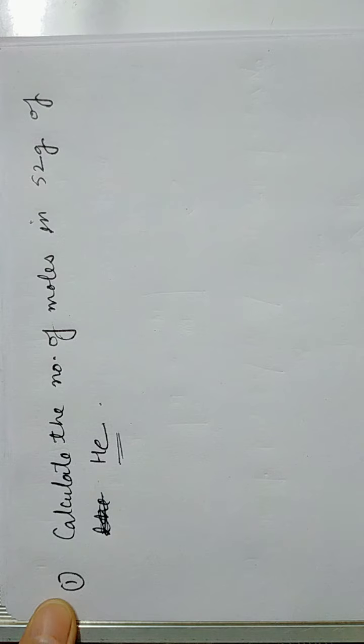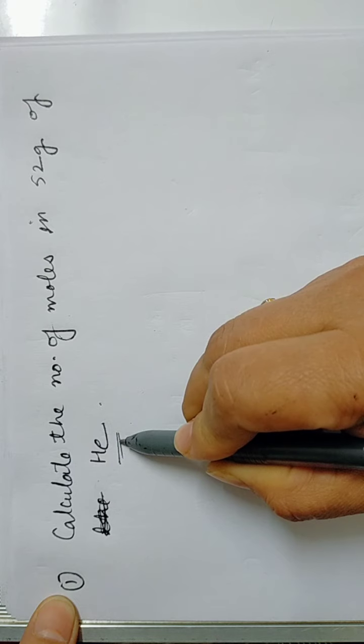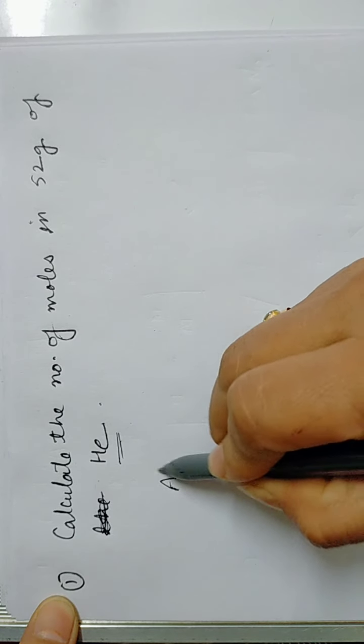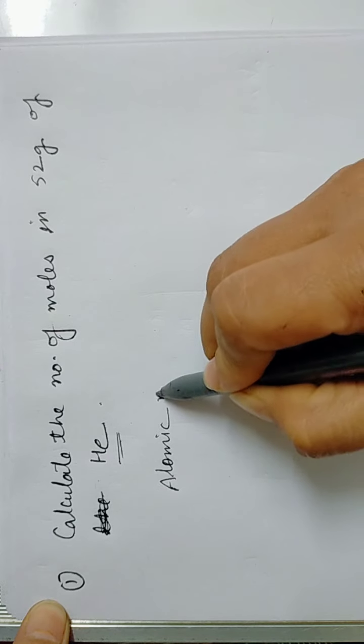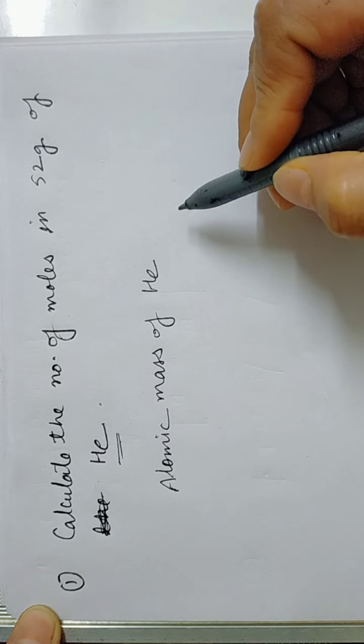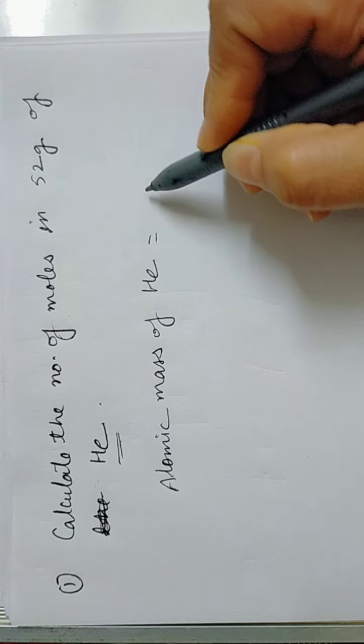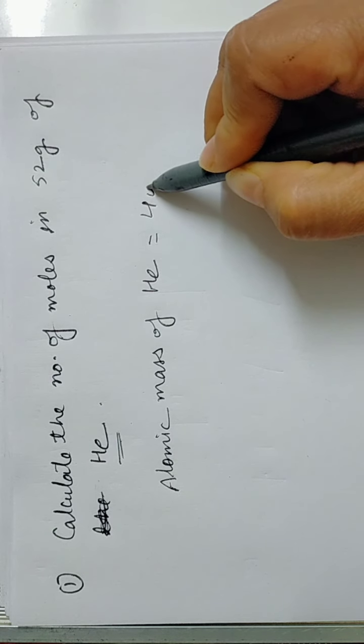Now let's start the numericals. Now look at the question: calculate the number of moles in 52 gram of helium. First of all, we start with the values given in the question. Here we have the element helium. First we should know the atomic mass of helium. We have already read about atomic masses in this chapter, so we know that the atomic mass of helium is 4 u.